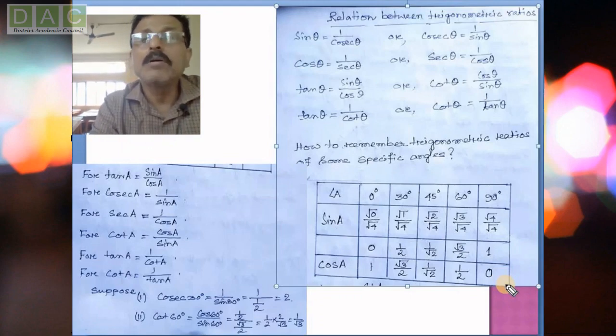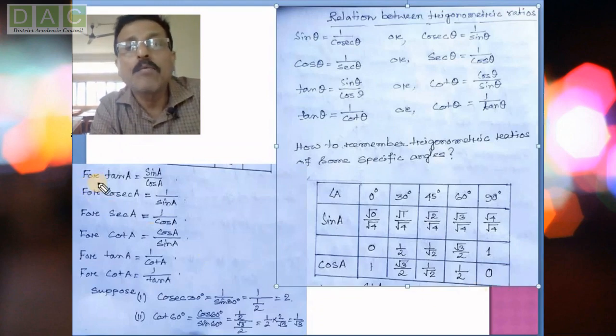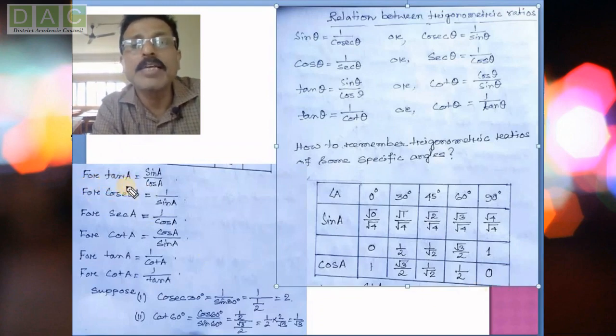So now you come to the next, for tan A. I wrote for tan A, sine A by cos A. If you think of tan 30 degree, then you will write sine 30 by cos 30. So sine 30 is half, cos 30 is root 3 by 2. So if you cancel, you'll get 1 by root 3.